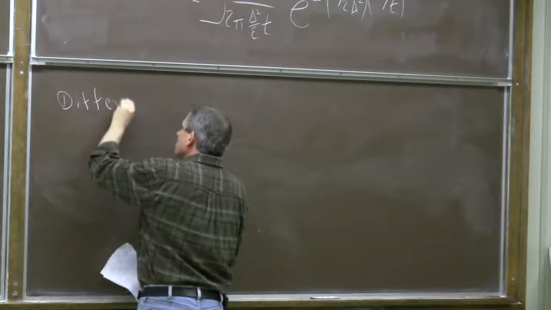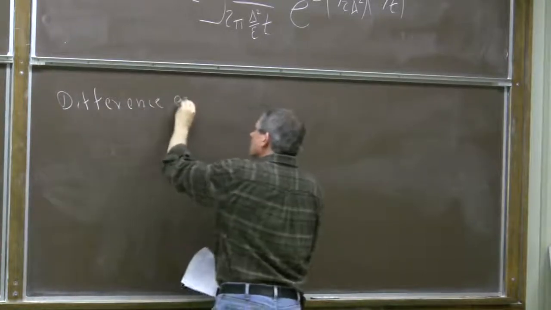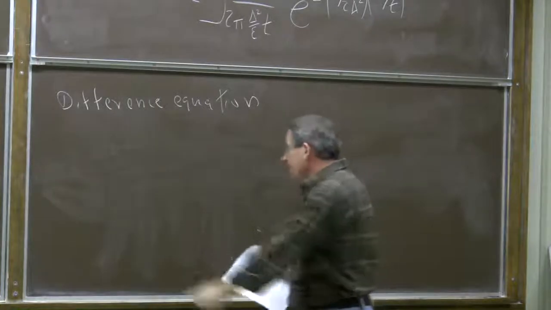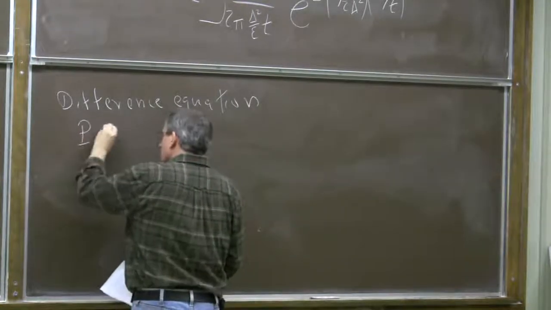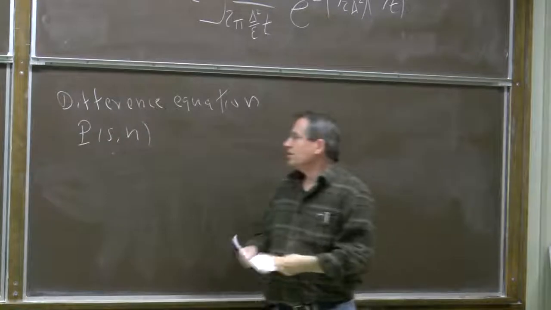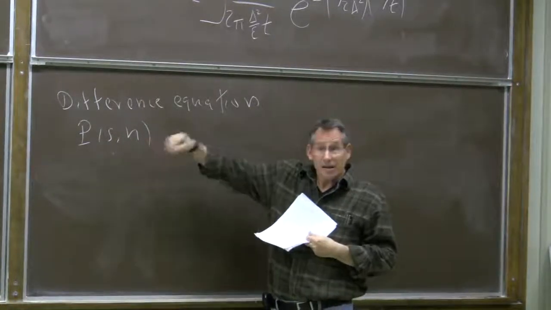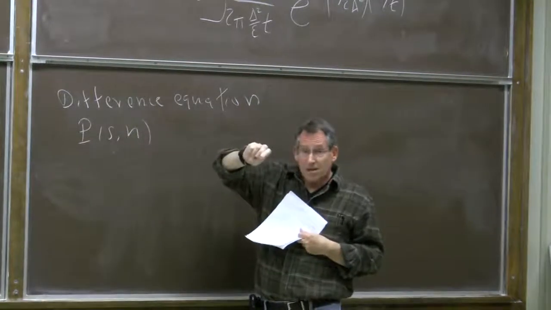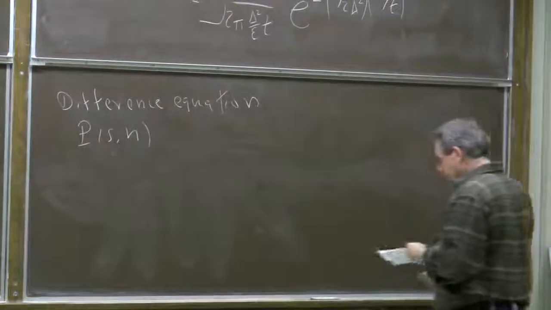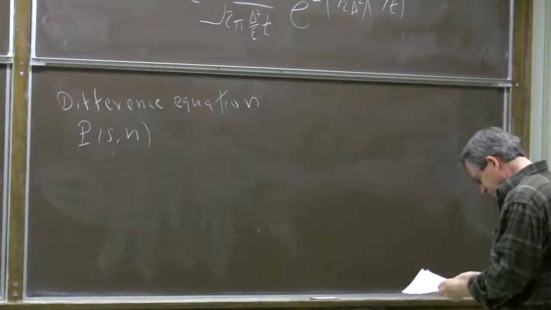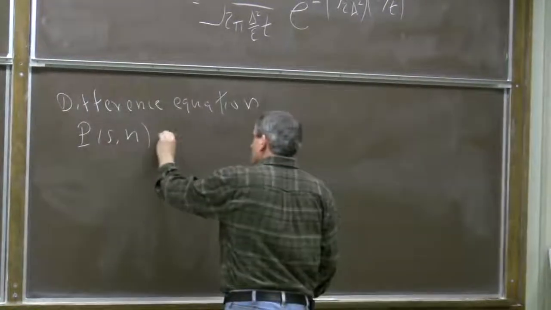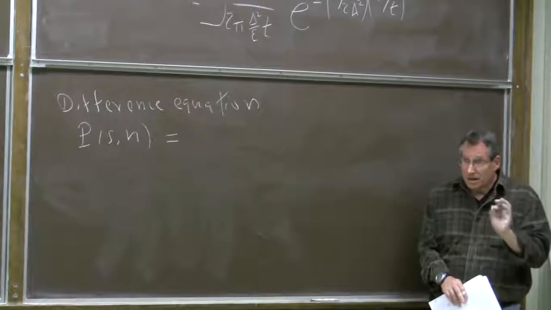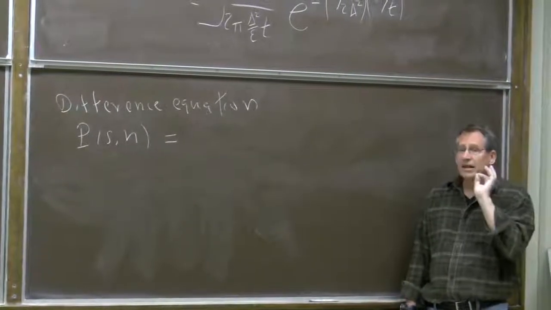The difference equation looks like this. It's a difference equation for the probability distribution, which depends on the integer valued time, the number of time steps, and the integer valued position, the number of lattice spacings to the right when s is positive, to the left when s is negative. And the observation we make is this: how can you be at site S at time n?